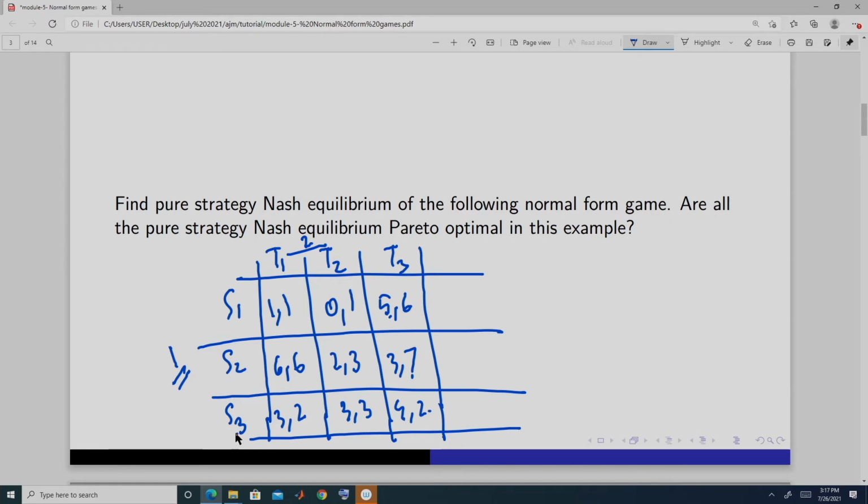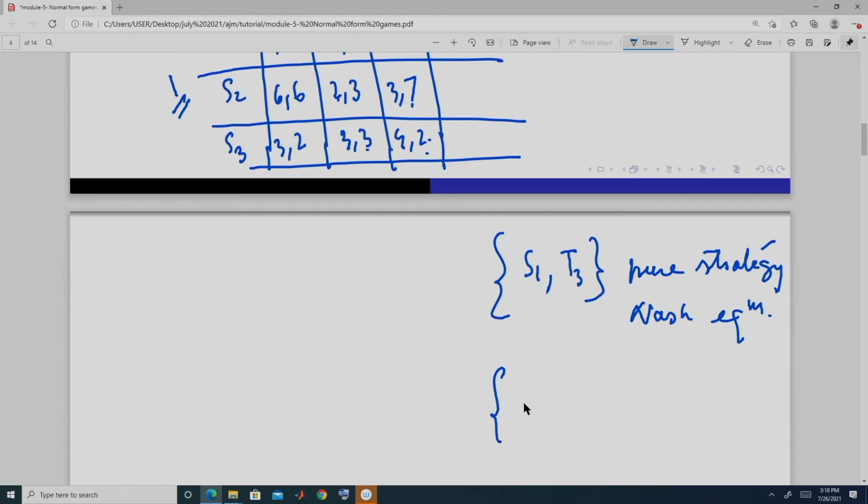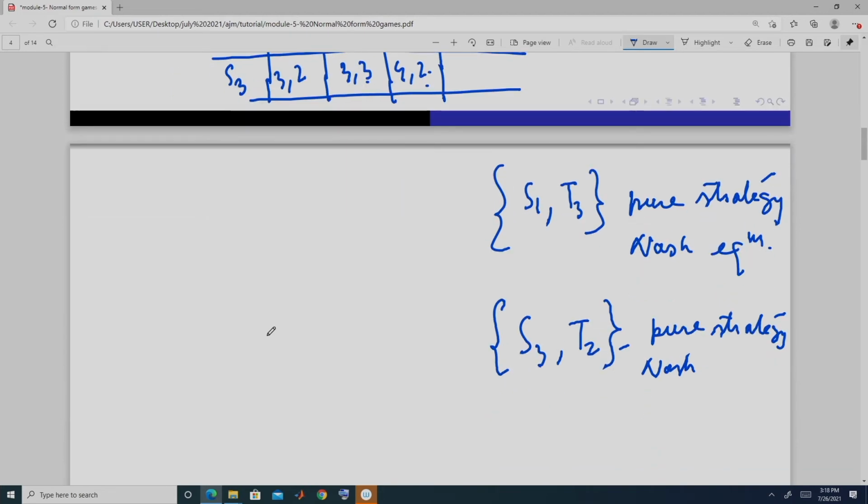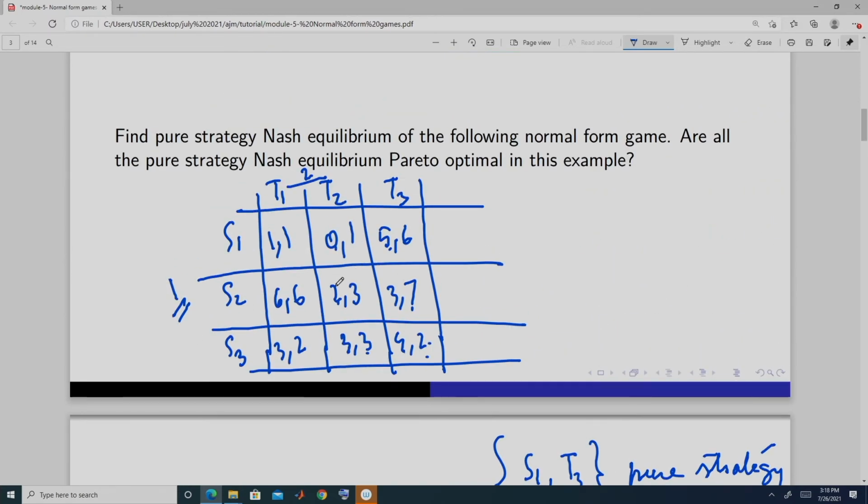Now, let us play S3. If S3 is played, then the best response is T2, because 2, 3, 2. And if T2 is played, 0, 2, 3. So, S3 is going to be the best response. So, another equilibrium is S3, T2. This is again a pure strategy Nash equilibrium. Okay? So, here we have two pure strategy Nash equilibria.